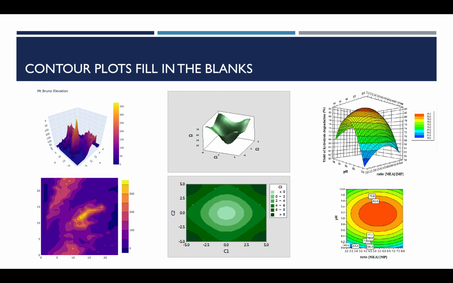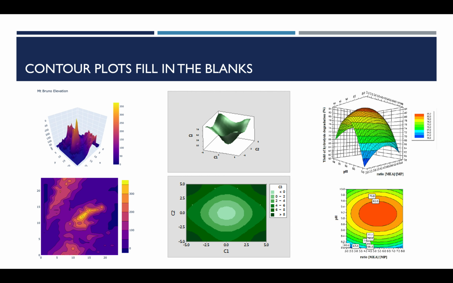Contour plots fill in the blanks. So while all these surface plots up here are really cool and nice to see, and we can understand the shape because we understand 3 dimensions, we cannot always see the values of all of the data points associated. Looking at Mount Bruno, what's behind this peak, I don't know. But if I look at this contour plot down here, I can see what's behind the peak because the peak is here. So if I wanted to know what's at 10 meters and 15 meters, oh, it's a dark purple, which means that the elevation is, I don't know, around 50 feet or whatever.